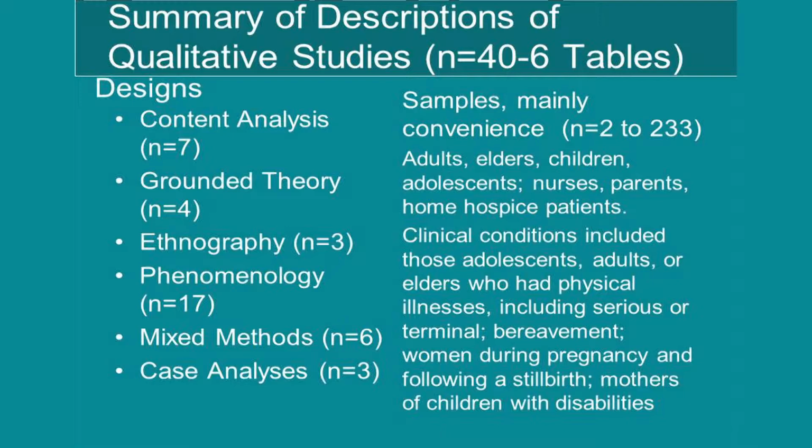The samples for these studies were mainly convenience samples. The numbers varied all the way from 2 in a study to 233. Subjects included adults, elders, children, adolescents, nurses, parents, and home hospice patients. The clinical conditions included adolescents, adults, or elders who had physical illnesses, including serious or terminal, bereavement, women during pregnancy and following a stillbirth, or mothers of children with disabilities.